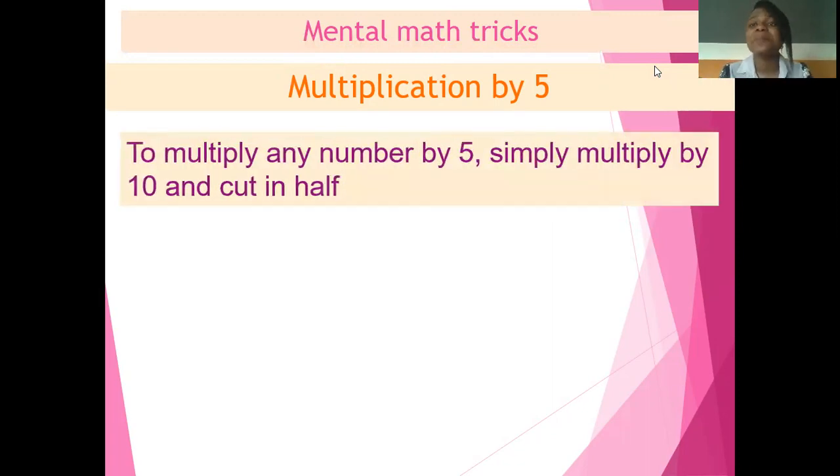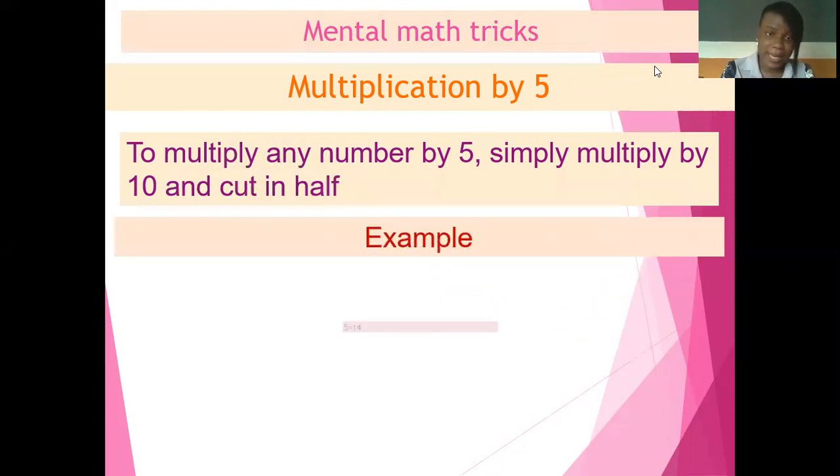To multiply any number by 5, especially when you are dealing with very big numbers, larger numbers now, and you want to do it in your head, you can just multiply it by 10 and then cut it in half. That's you divide it by 2. Do you understand? So you can just multiply by 10 and divide by 2.